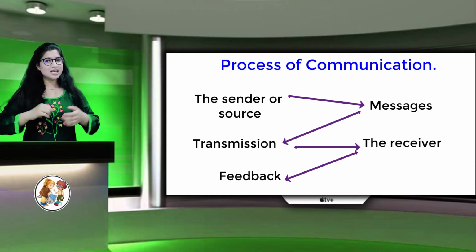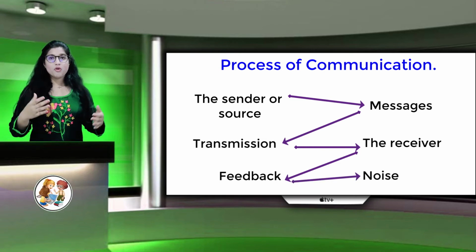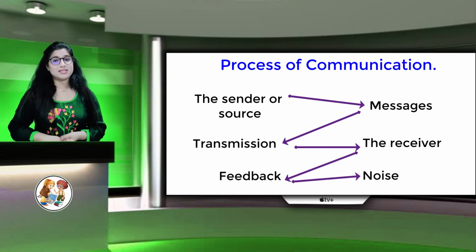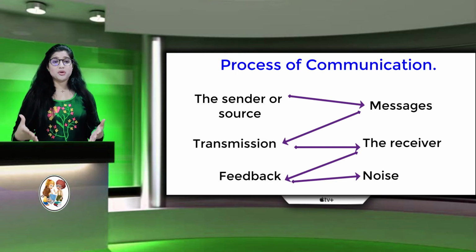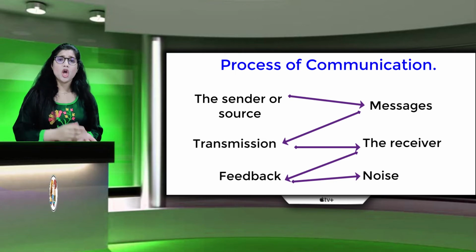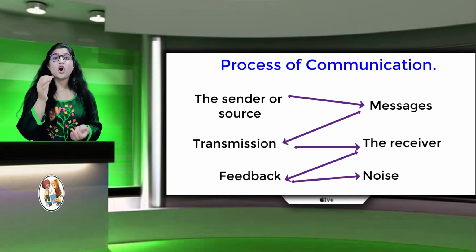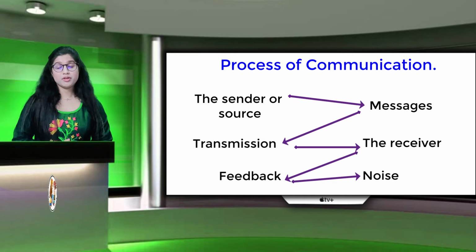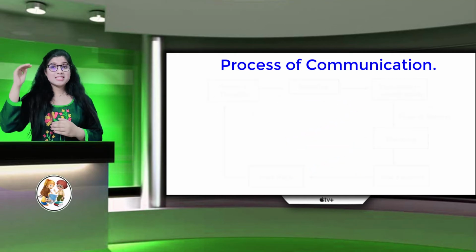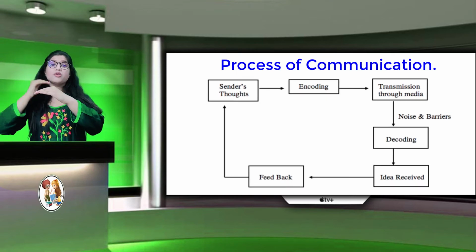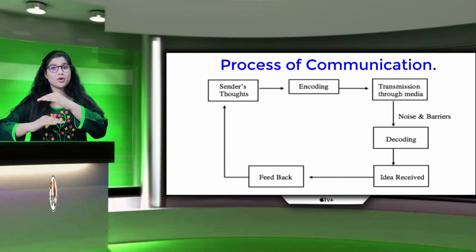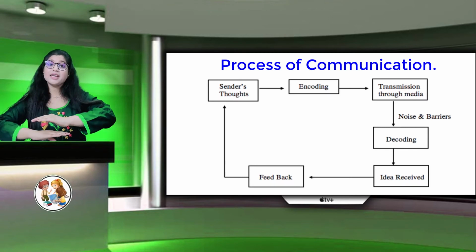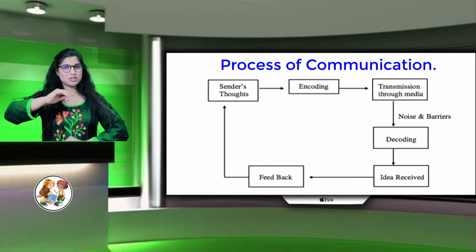Now, the last element is noise. For communication to be successful, it must be free from noise. Noise in communication theory refers to any limitation or obstacle in the process of message transmission. The process explained above can be summarized as: sender's thought, then encoding, then transmission through media, crossing the noise and barrier, then decoding is done, then the idea is received, then feedback is obtained.